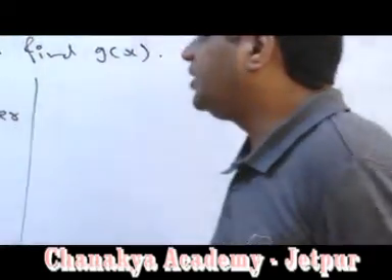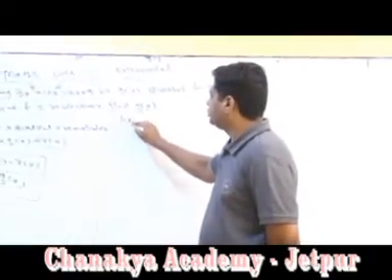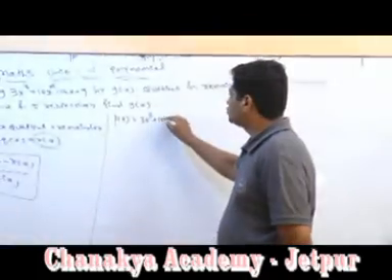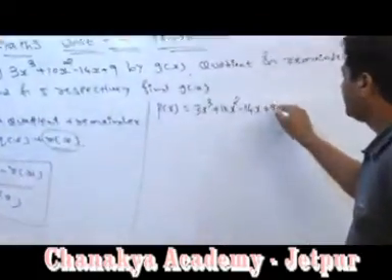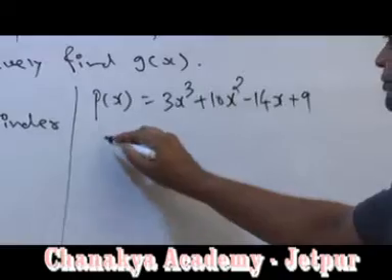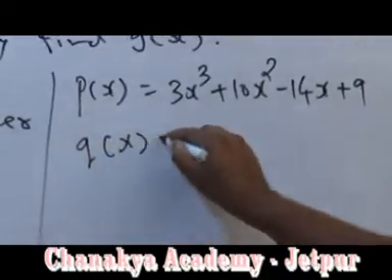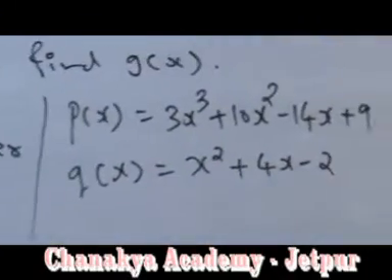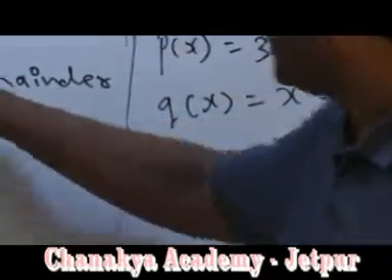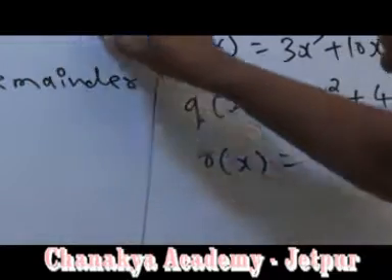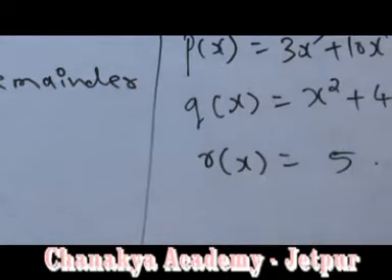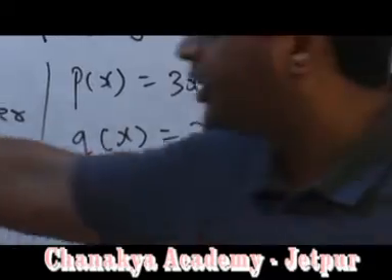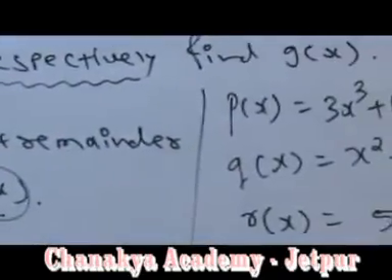Now we are classifying each and every term. Here p of x equals 3x cube plus 10x square minus 14x plus 9. Q of x equals the quotient given, x square plus 4x minus 2. Remainder, that is r of x, is 5. Here the word respectively is already written, so we should check the order of words. The first word is quotient, therefore x square plus 4x minus 2. The second word is remainder, which is 5.